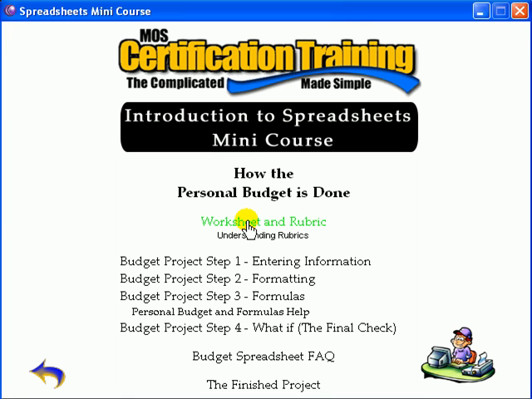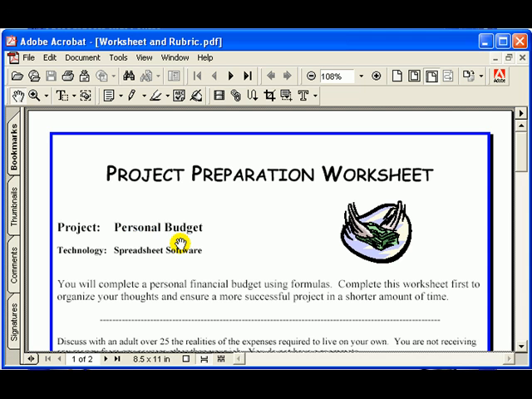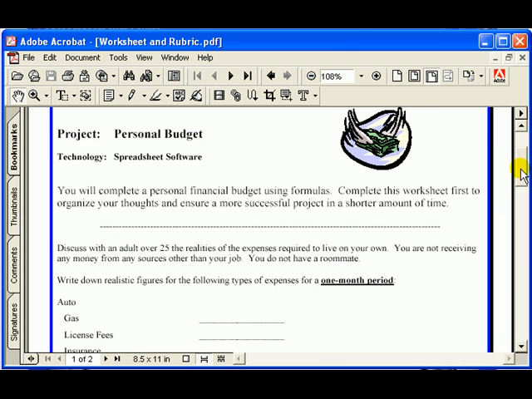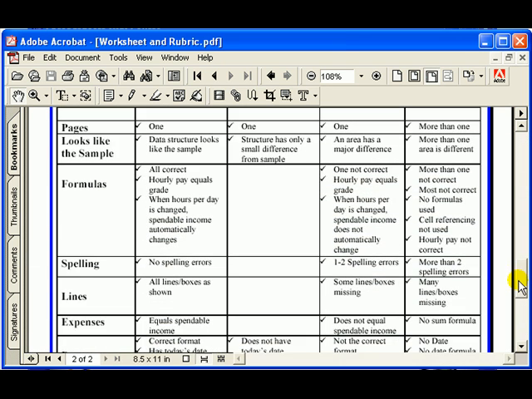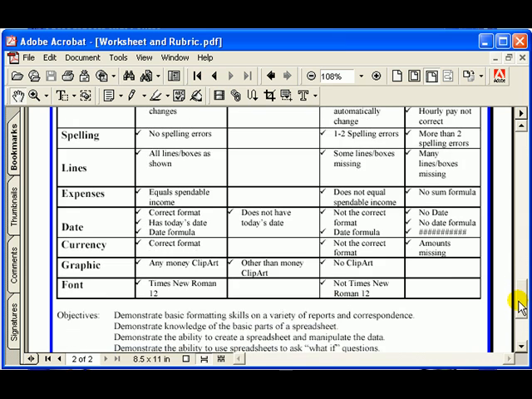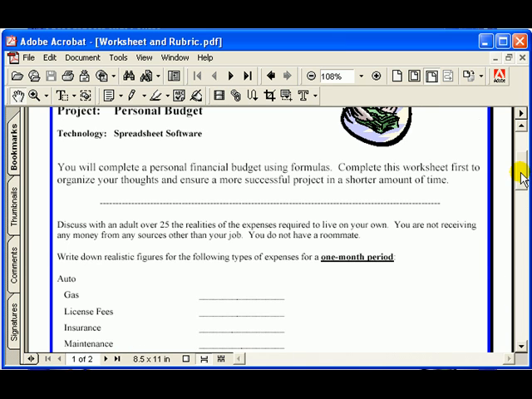Go to the worksheet and rubric and open it up. You'll come up with a worksheet to help you before the project starts and a rubric to help guide you to how the project should end. First, the worksheet.